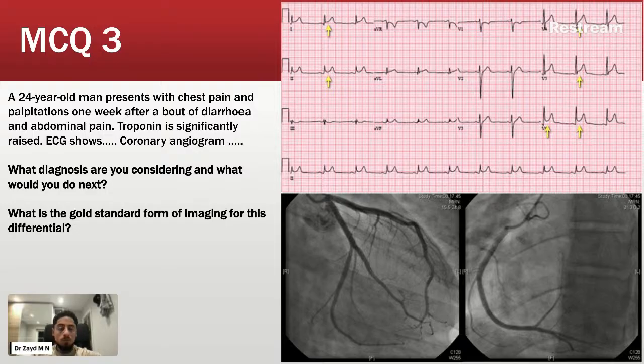So what other differentials would you have in this case? A 24-year-old who's just come in with some chest pain and some palpitations, significantly raised troponin, and he's recently had some sort of GI infection. What do you guys think this could be? Any ideas in the chat?